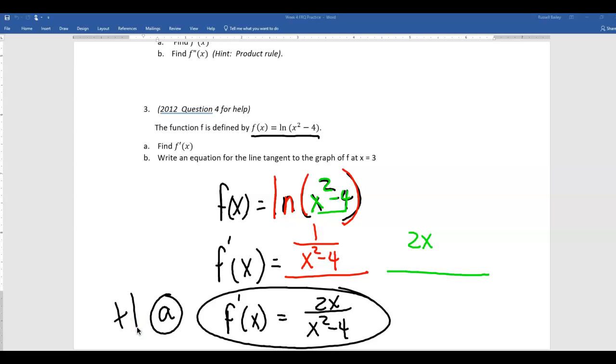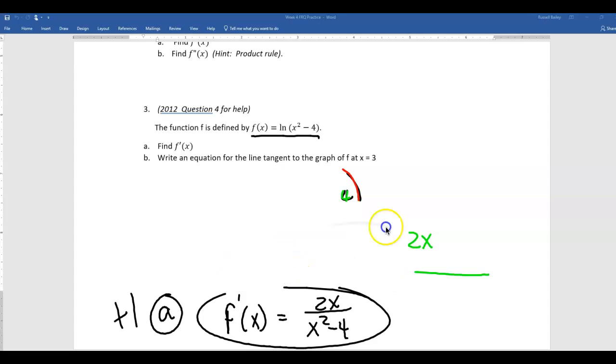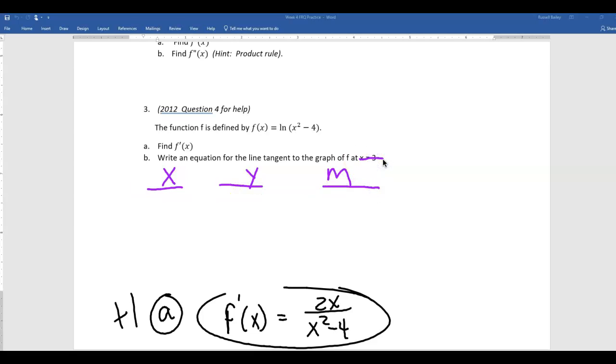Okay? Now, part B wants us to find the equation of the line that's tangent to the graph of f at x equals 3. So anytime we want to find a tangent line, we need a couple of things. We need an x, we need a y, and we need a slope. The x is given, so that's 3. To find the y, you plug it into the original function. So that's 9 minus 4, which is 5. Now that's a weird y value, but there it is. My y is ln of 5.